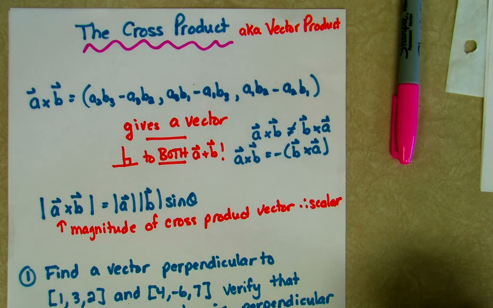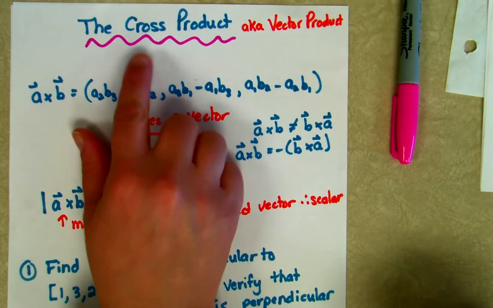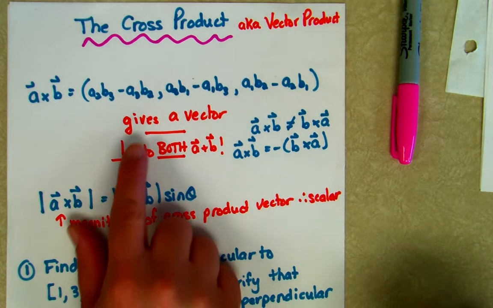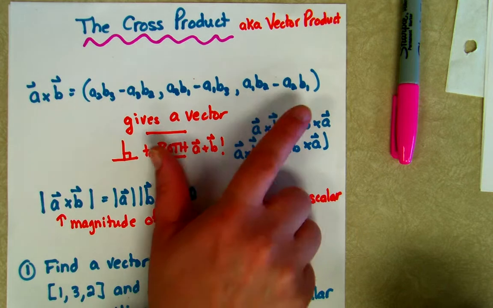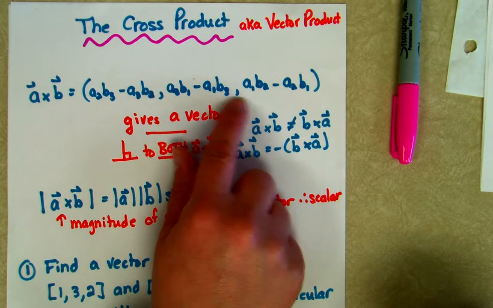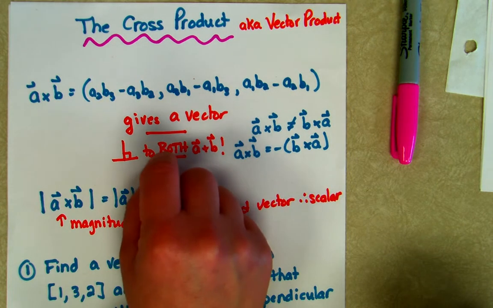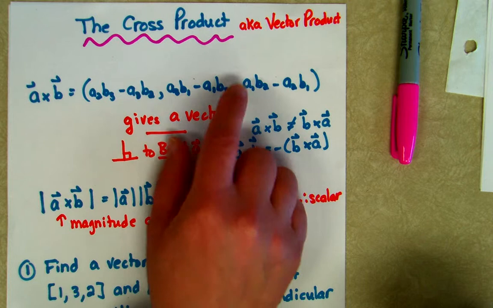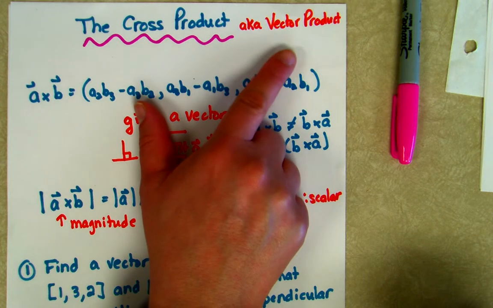So the dot product, multiplying two vectors together, gives us a scalar, and it's known as the scalar product. Now we're going to look at the cross product, and the cross product gives you a vector. So we'll end up with something that we have coordinates for, which is a directed line segment from the origin to that point. So this is also known as the vector product.